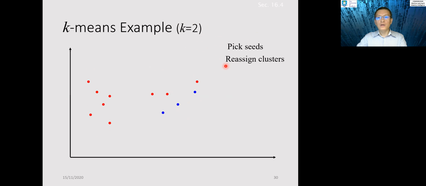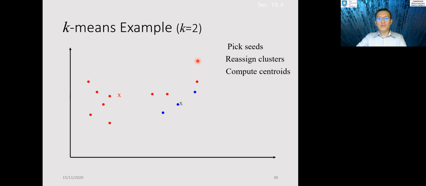Then we reassign the clusters. That is, if a point is closer to the red, then we will assign it to the red cluster. If a point is closer to the blue, then it will be blue. So after we reassign, this is the next iteration of clusters.